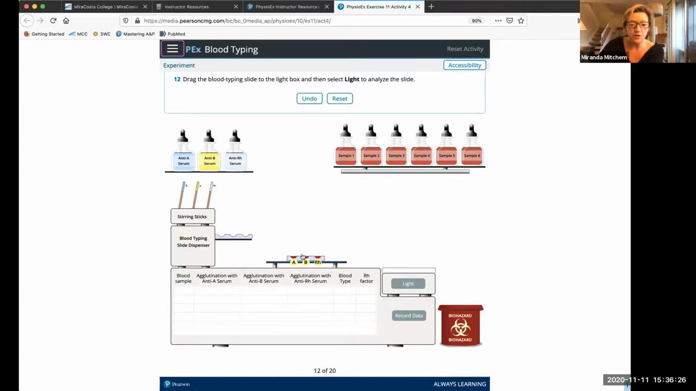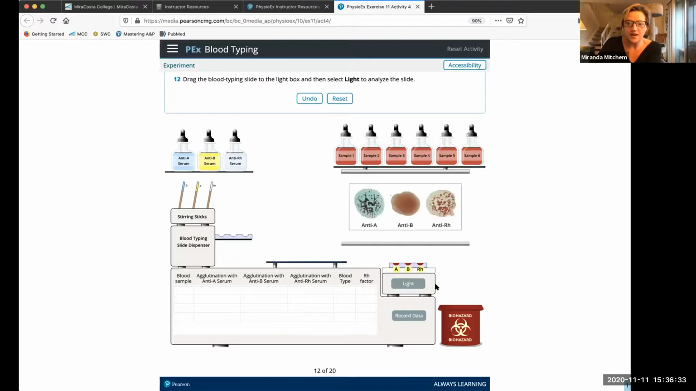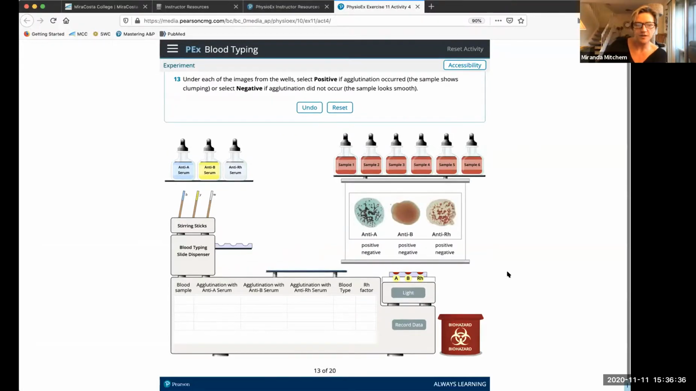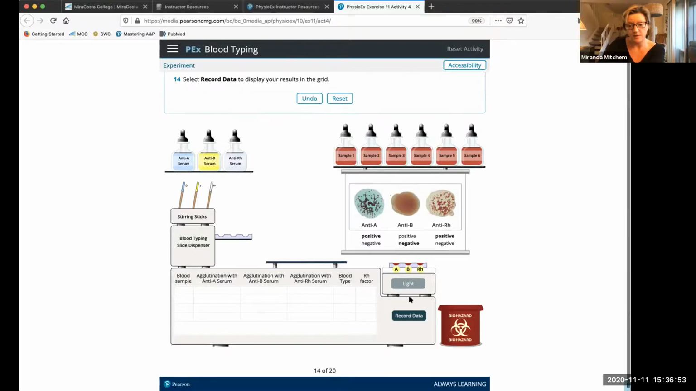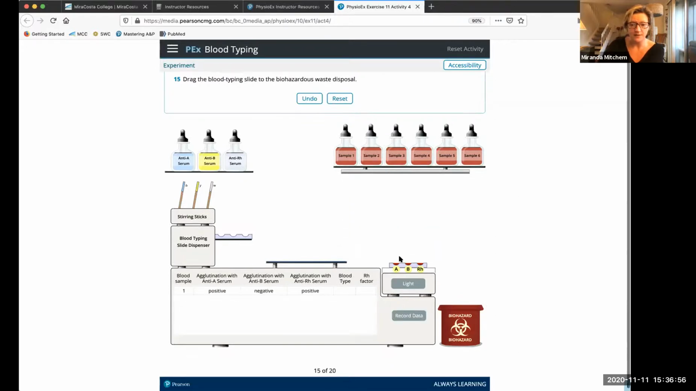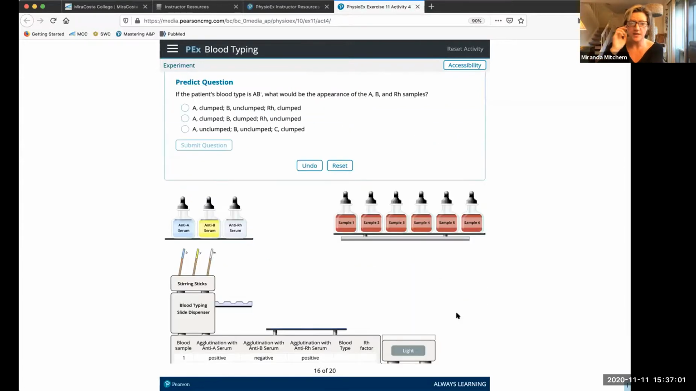Now we're going to take our tray and we're going to put it on a light box. So these just shine light up through the sample. Let's turn the light on and ta-da, here's our results. So we're going to go ahead and mark if it's positive or negative. So in the well with the anti-A, there is clumping. This is a positive result. But B is negative. RH is positive. And now we're going to record the data. Okay, and now get rid of this tray because we're done with it.